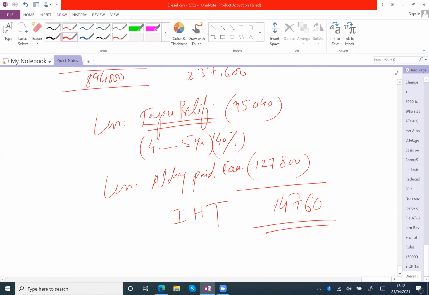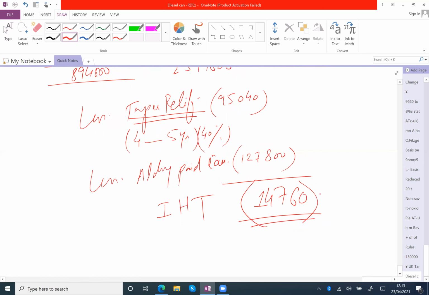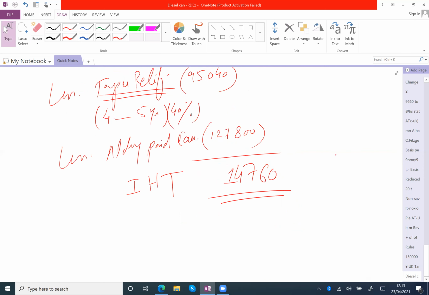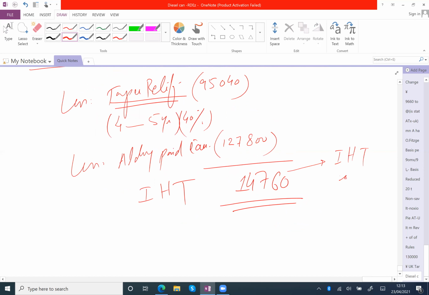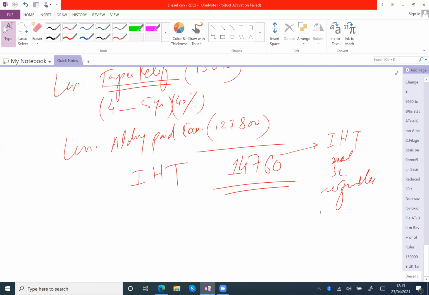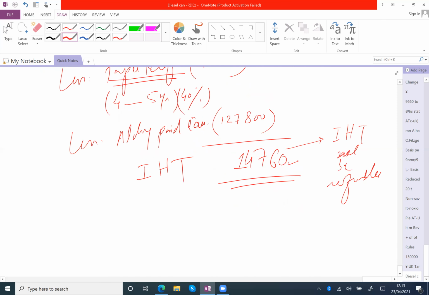If your answer is negative at the time of death, negative means IHT refundable from HMRC. And remember, if the answer is negative at the time of death, the answer can never be negative, it will be 0. If your answer is negative, you have to write down 0, because IHT will not be refundable from HMRC at the time of death. That's the rule. But here the answer is positive, it means you have to pay the IHT to HMRC, the tax department.